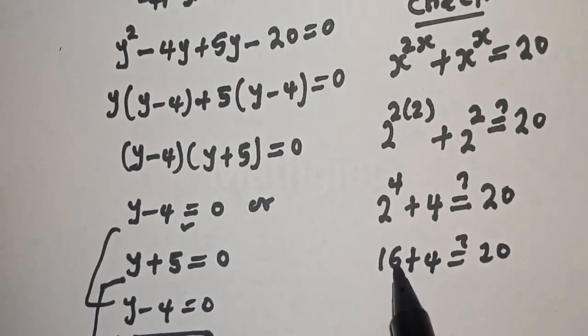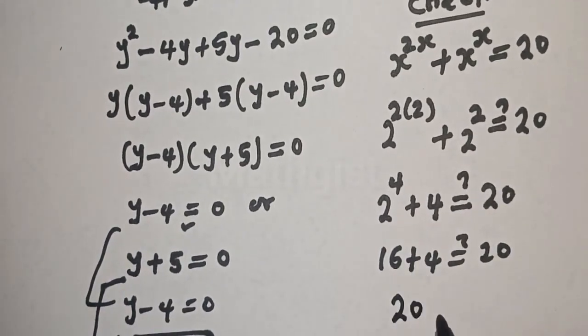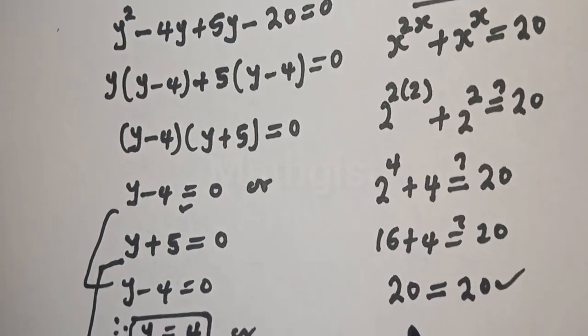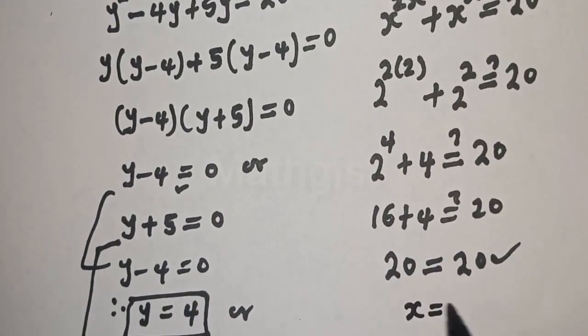Let's add together. 16 plus 4, 20 is equal to 20, which satisfies the given equation at s is equal to 2.